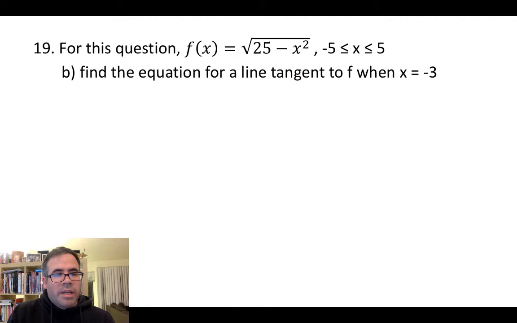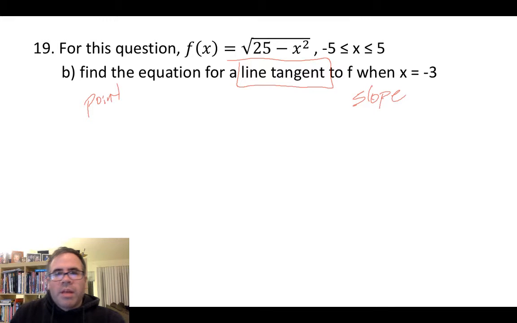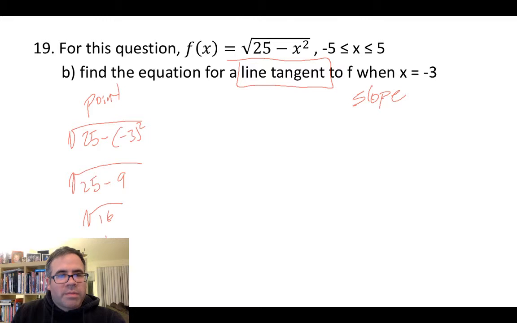So the next part asks us to find the equation for a line tangent to f when x is negative 3. Now, I think I explained this in an earlier video. Whenever you see a line tangent to, we need two things. We need a point and we need a slope. We have half of the point. We know x is negative 3, so we need the other part of the point. So we'll do that first. We want the square root of 25 minus negative 3 squared, which is the square root of 25 minus 9, which is the square root of 16, which is 4. So our point is negative 3, 4.